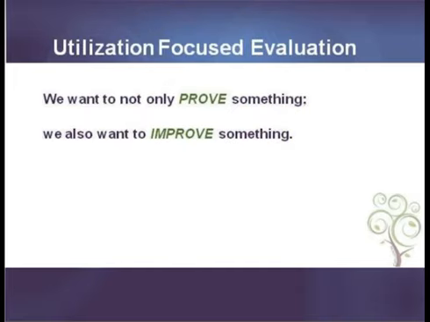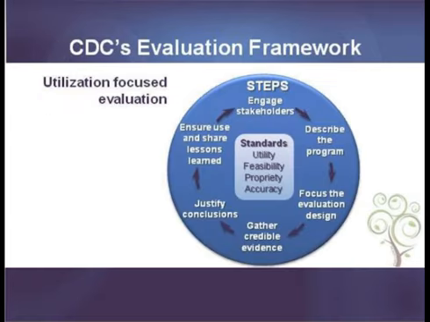The second point is that our CDC evaluation framework is a type of what's called utilization-focused evaluation or utility-focused approach. What that means is that we're aiming, of course, to prove something, but more important, we're aiming to improve something, a program, a policy, or procedure. And so you can see from our framework that that sixth step is ensuring use and sharing lessons learned, and that's the essence of what we're trying to accomplish. So you see throughout the steps and standards and throughout these tutorials that the goal is always what can we do to make choices that will lead to more use of findings by more people.